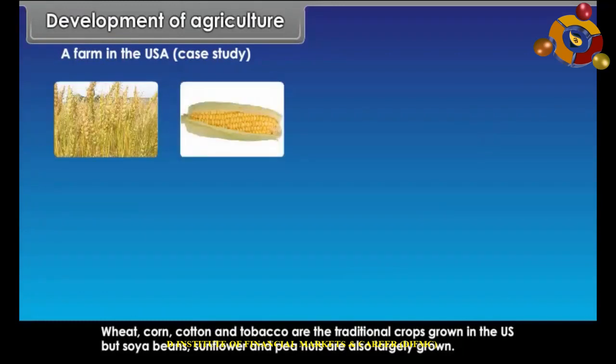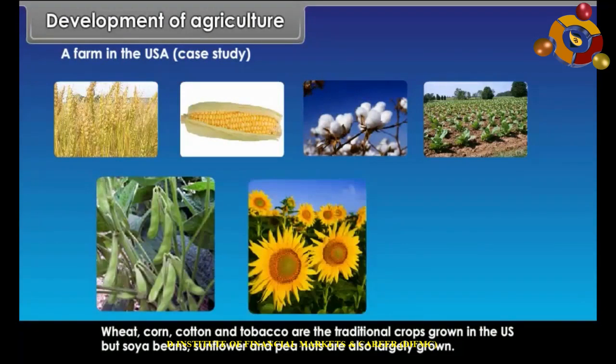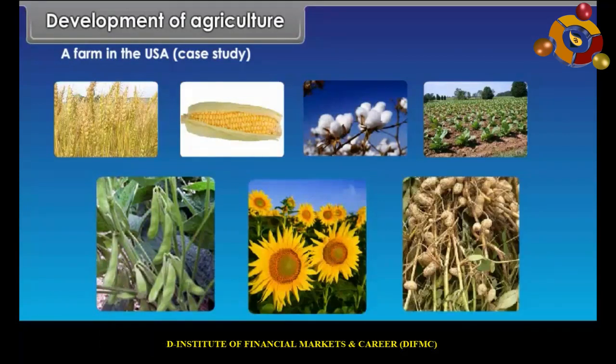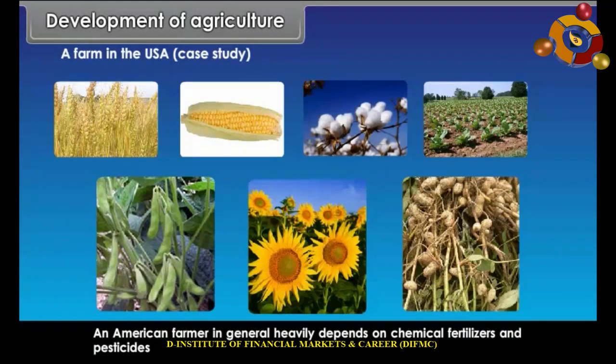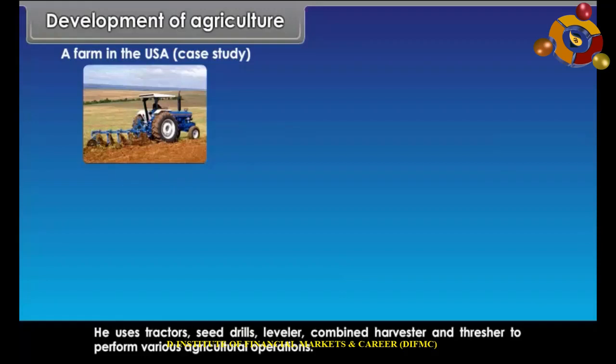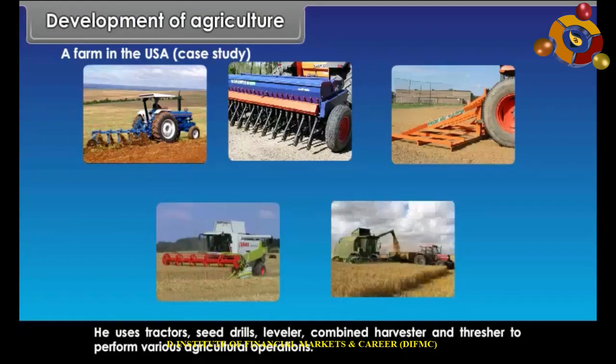Wheat, corn, cotton and tobacco are the traditional crops grown in the US, but soya beans, sunflower and peanuts are also largely grown. An American farmer in general heavily depends on chemical fertilizers and pesticides. He uses tractors, seed drills, leveler, combined harvester and thresher to perform various agricultural operations.